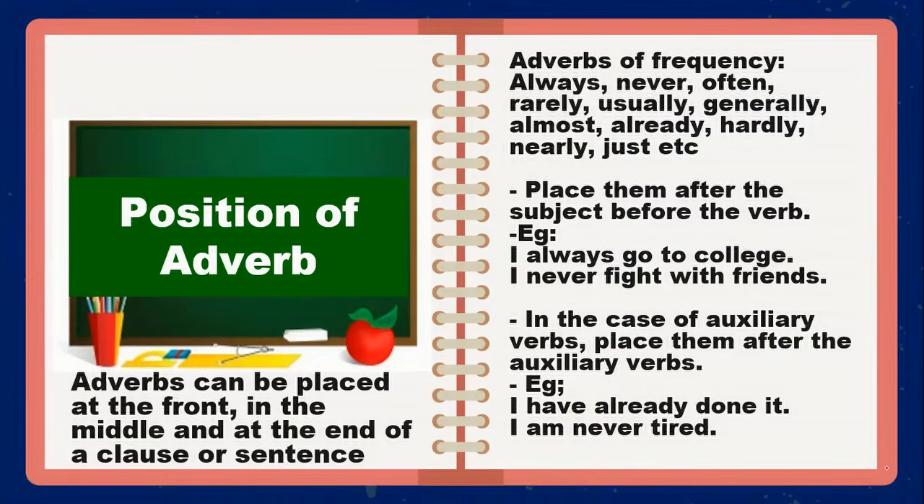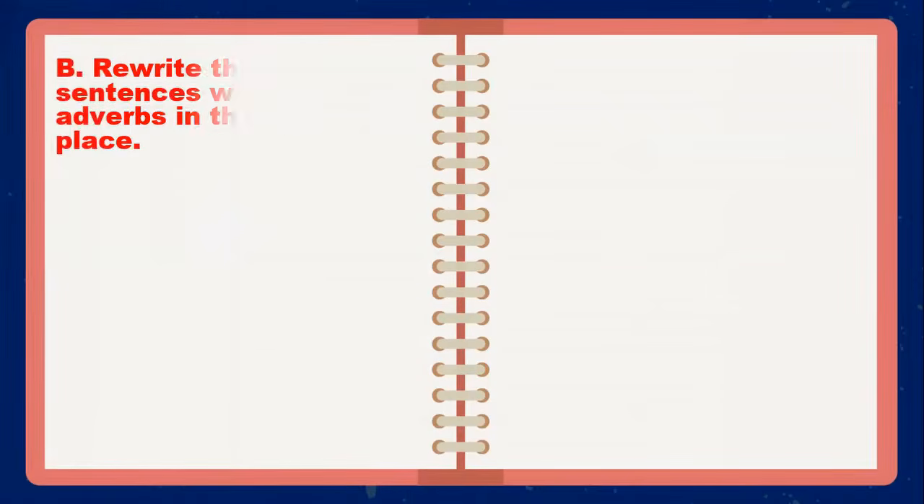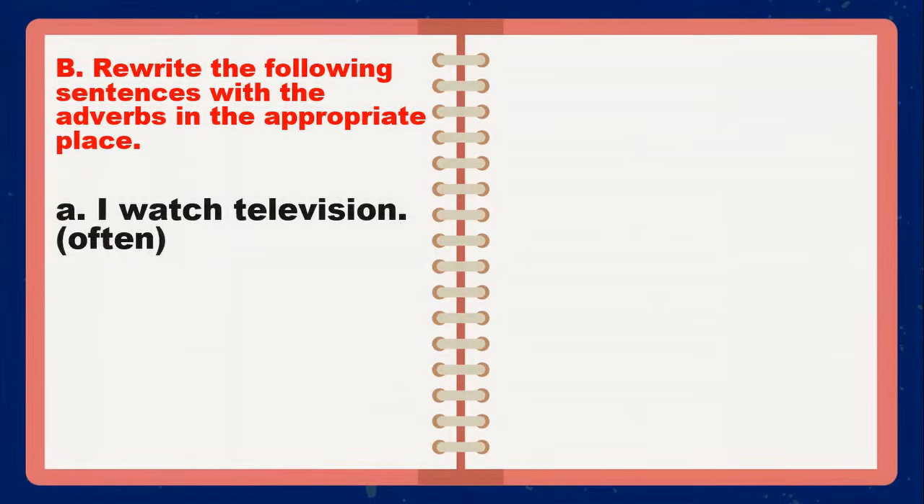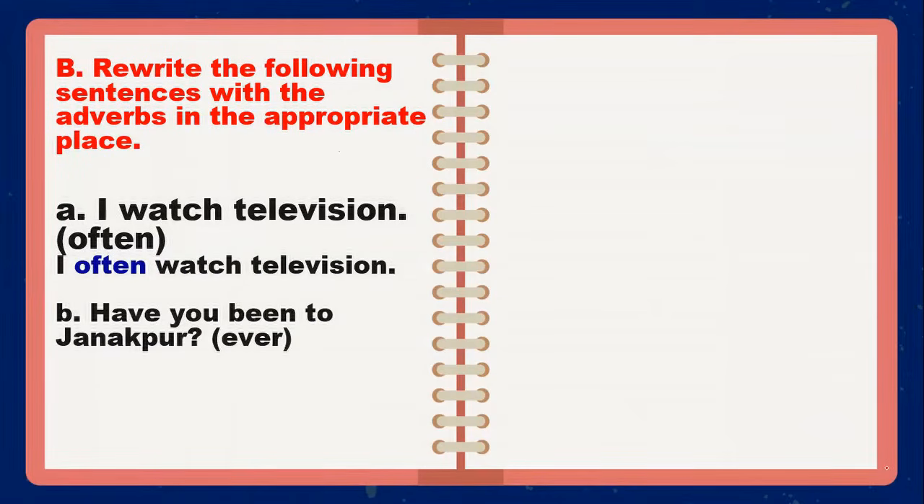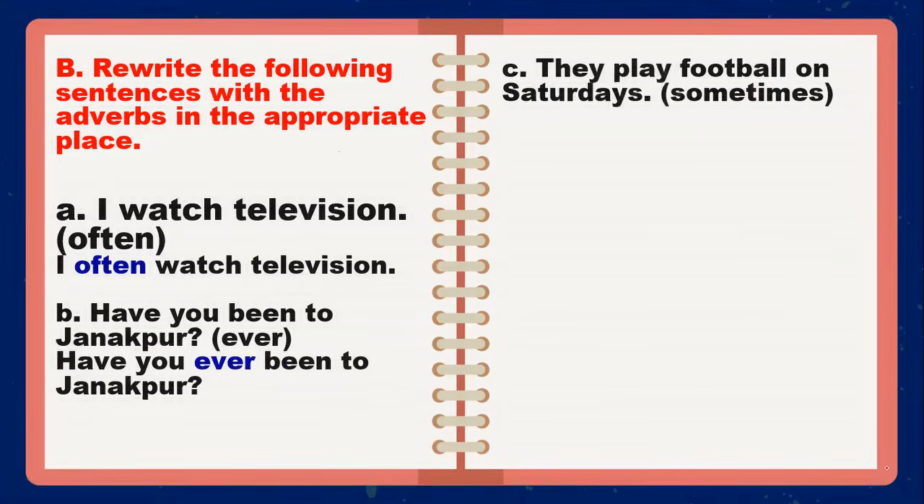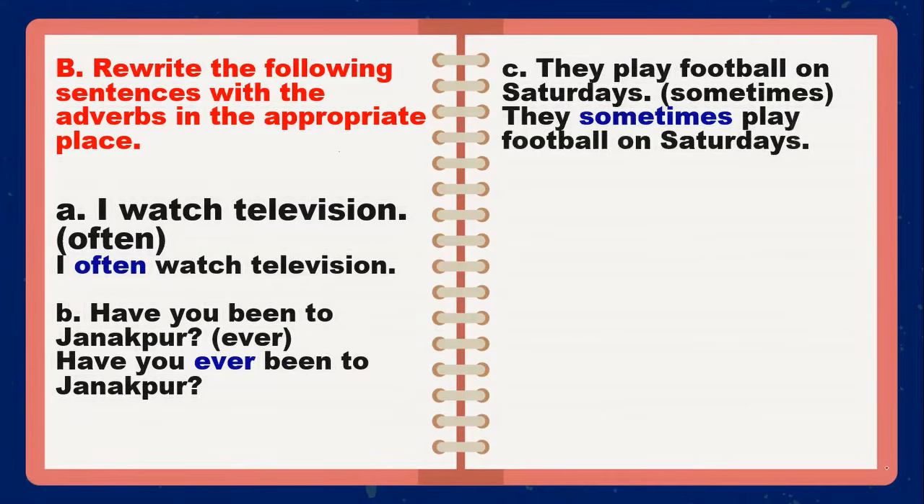Now let's see the exercise from the book. Rewrite the following sentences with the adverbs in the appropriate place. I watch television often. Often adverb of frequency लाई subject र verb को बीचमा च्याप दिनुहोस्. I often watch television. Have you been to Janakpur? So have you ever been to Janakpur? They play football on Saturday. Sometimes play भन्दा अगाडि ल्याउनुहोस्. They sometimes play football on Saturdays.